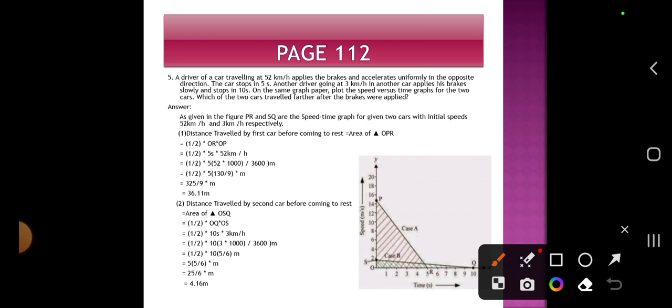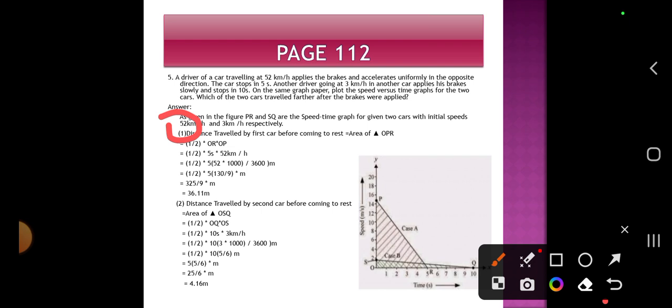Okay, see, as given, this is the graph. This is the speed time graph we have just drawn. Now here the two cars with initial speeds 52 kilometers per hour and 3 kilometers per hour respectively are given to us.